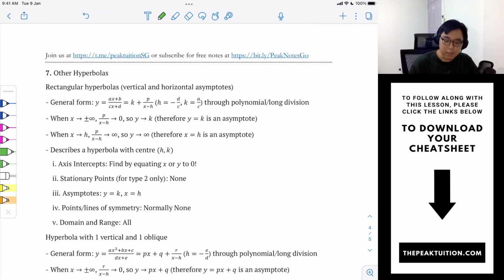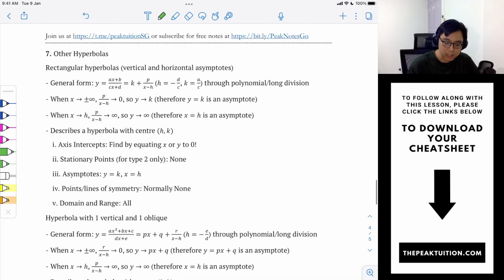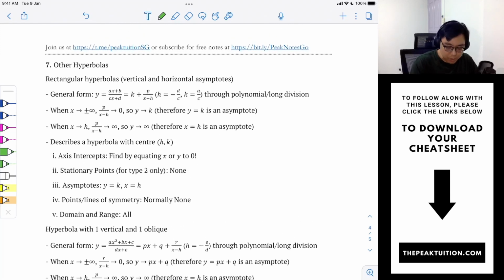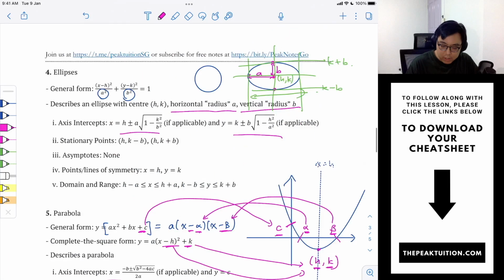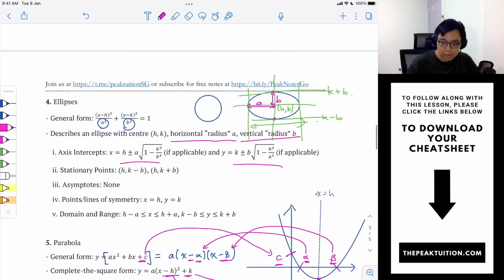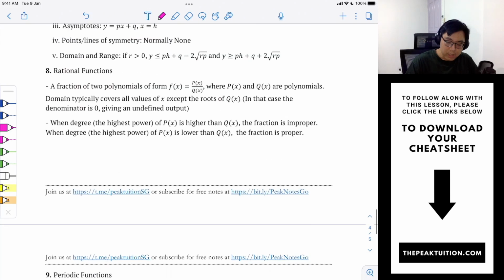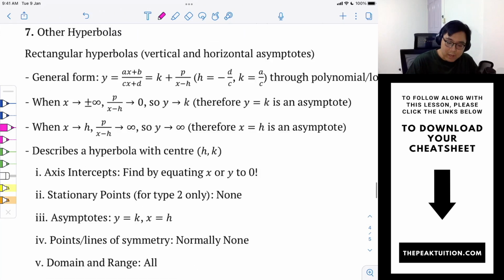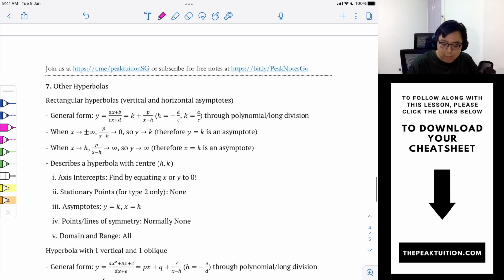But there are other special cases of hyperbola which are written here. Okay, I'll briefly go through them. They are quite important actually, but we have already talked about them when we talked about asymptotes, so this will be quite brief. When we have a rectangular hyperbola, what it means is that we have a horizontal and vertical asymptote that looks a bit like our 1 over x graph. So there's a general form where you have (ax plus b) over (cx plus d).